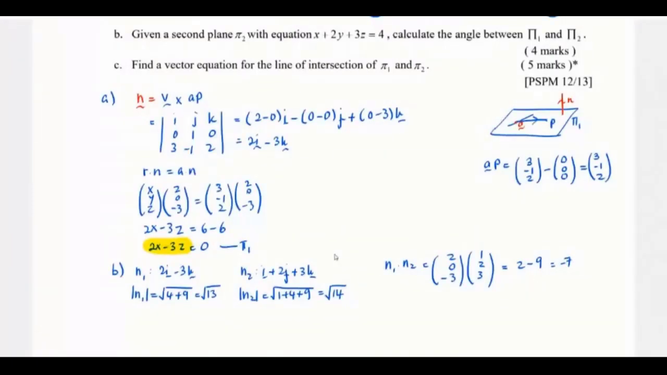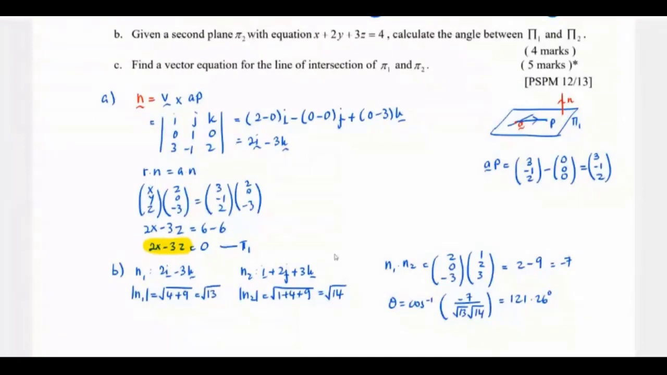Okay, so your theta will be inverse cos of negative 7 over square root 13 square root 14. Okay, kita dapat berapa? 121.26. Okay, so that's how we get the angle.